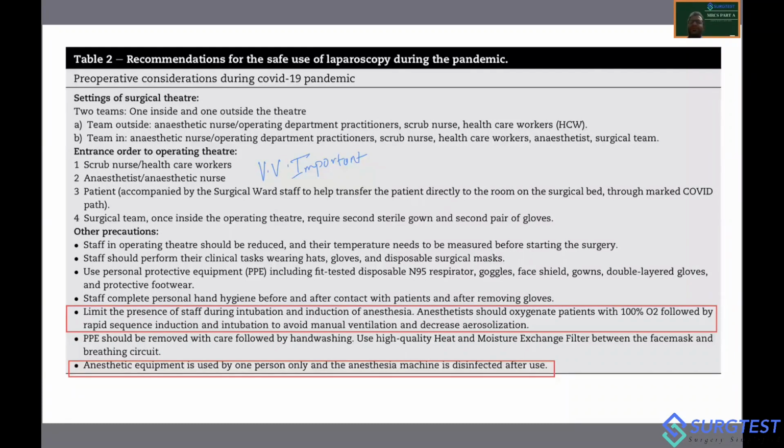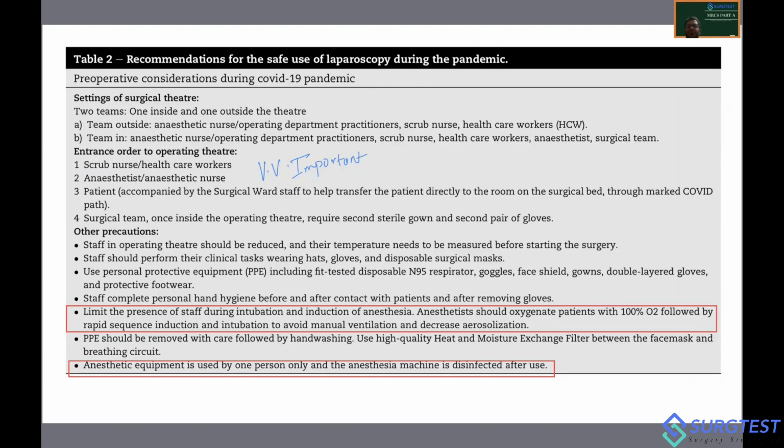So what is the entrance order into the operating theatre? This is very important from an entrance exam point of view. Scrubbers and the healthcare workers enter first, followed by the anesthetist, then comes the patient, and then the surgical team. So the funda is the nurses enter first, followed by the anesthetist and the anesthesia team, patient, and then the surgeon team. So the surgical team enters after the patient enters.